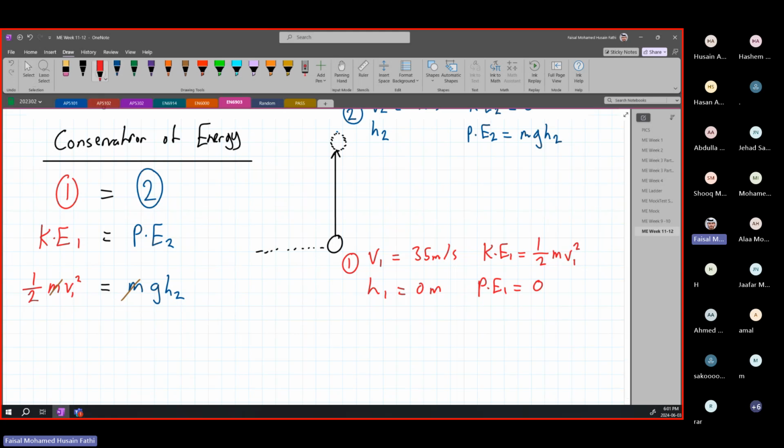So we know that half, let me actually remove all the colors now. So we have half v1 squared is equal to gh2. We remove the g to the other side.